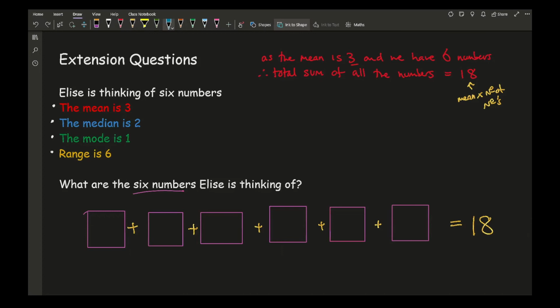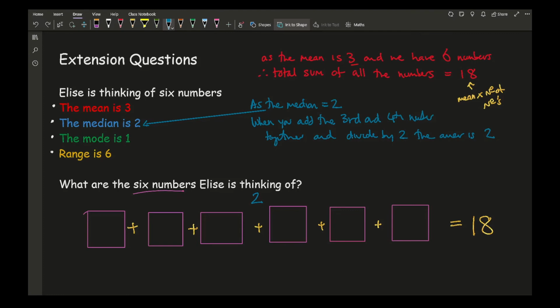Now, in terms of the median being 2, because I've got 6 numbers, as the median equals 2, that means that when you add the third and fourth number together and divide by 2, the answer is 2. So in other words, I've got to remember that 2 has got to be between these 2 numbers here. Now, the next thing we then know is that the mode is 1, so I've got to have more 1s than any other number.